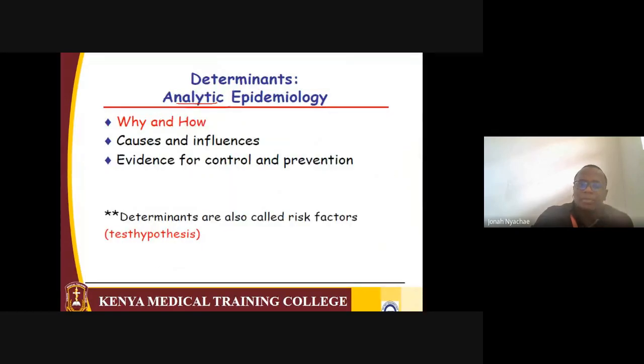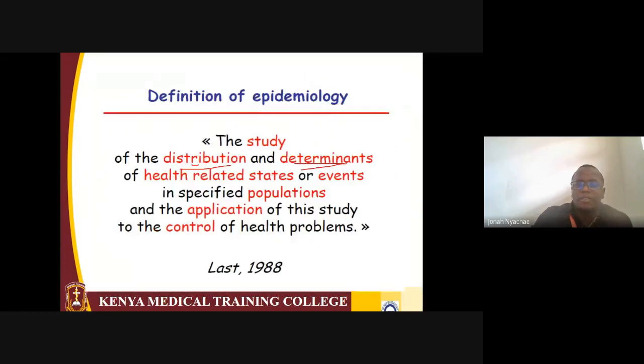On the other hand, we have analytic epidemiology, as determinants. We are now analyzing and finding why and how, or what is causing that condition. So analytical epidemiology is the second part of our definition. So we have said in distribution, we are basically doing what? Describing. No analysis or link is being established.